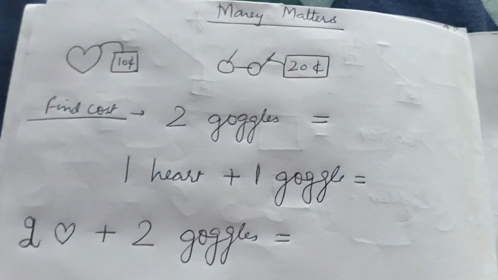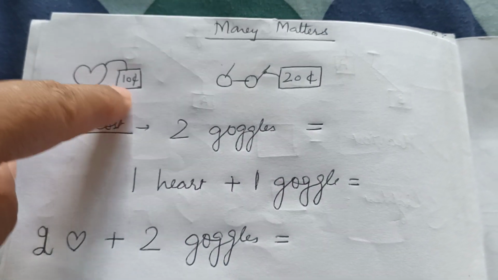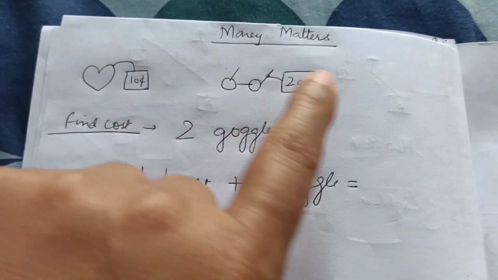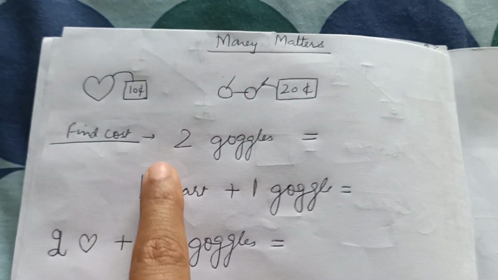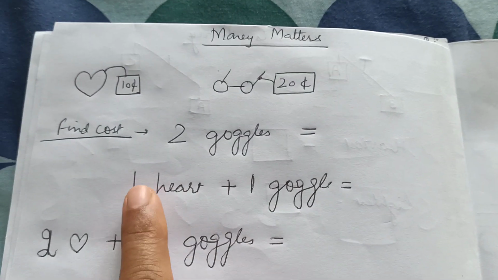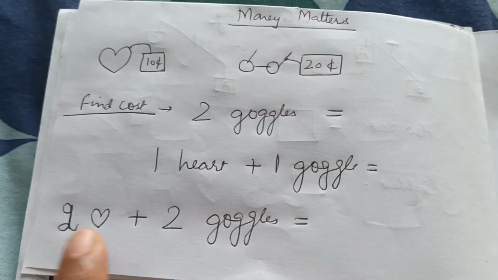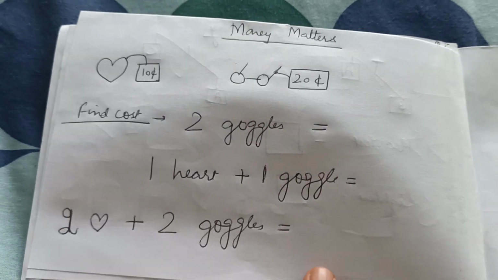Now this one is money matters. I have made this activity where a heart is 10 cents and a goggle is 20 cents. So what will be the cost of two goggles? It'll be 20 plus 20 cents. And then if I buy one heart and one goggle, how much will be the price? And if I buy two hearts and two goggles, what will be the price?